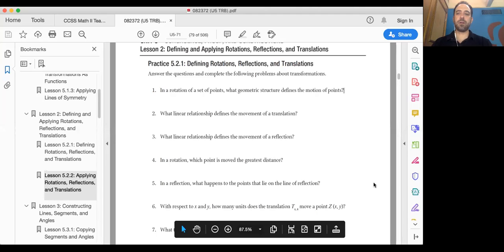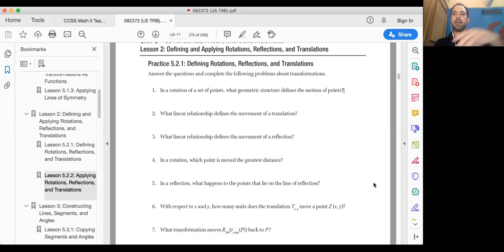All right, folks, we are looking at a homework review 521. And with this one, we're still looking at rotations, reflections, translations. Our first question here is, in a rotation of a set of points, so we're doing a rotation around the origin or some point, what geometric structures define the motion of the points?